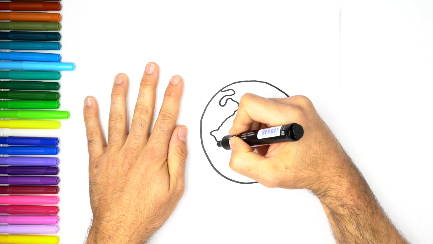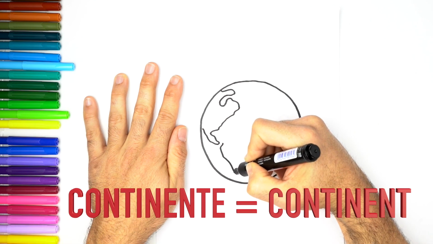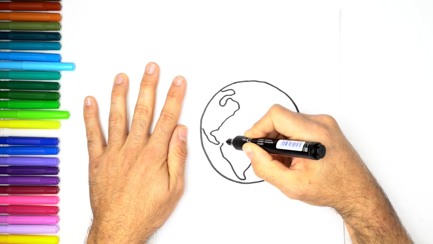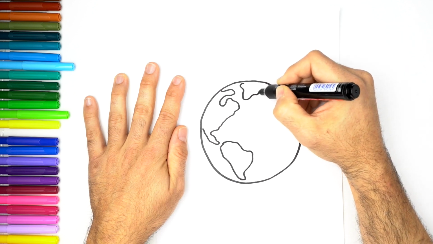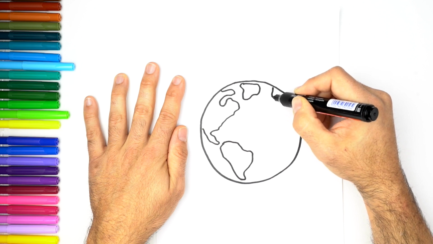Now, we draw the continents. Continent in Spanish is said CONTINENTE. The Earth, according to the traditional model, is divided into 6 continents: Asia, America, Europe, Africa, Oceania, and Antarctica.